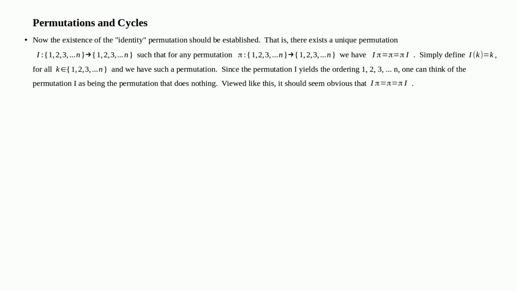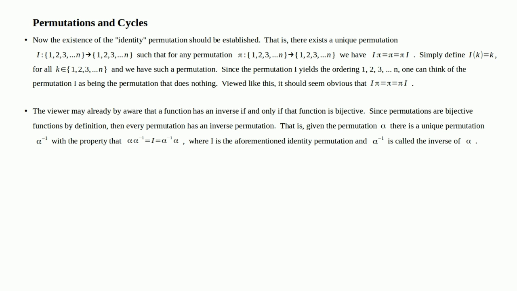Notice that when we define that function, what happens when you plug in 1? Well, I of 1 is just 1. How about 2? I of 2 is 2. How about 3? I of 3 is 3. So basically, it takes everything and leaves it alone. Since the permutation I yields the ordering 1, 2, 3, and so on up to n, one can think of the permutation I as being the permutation that does nothing. Viewed like this, it should seem obvious that I times P is equal to P, which is also equal to P times I. Okay, we won't deal with that too much more.